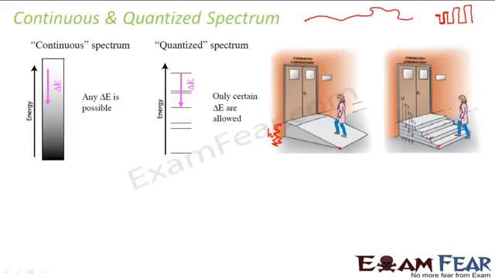1, 2, 3, 4. So there are 4 discrete levels which are the only ones allowed. So the girl is allowed to step only on these 4 stairs. She cannot step somewhere in the middle of these 2 stairs, right? So these are the 4 stairs where she is allowed to step. So this is your quantized spectrum. In this case, the girl is allowed to step anywhere she wants, right? So it is changing continuously. So this is a continuous spectrum.